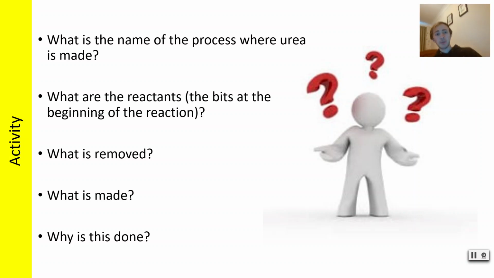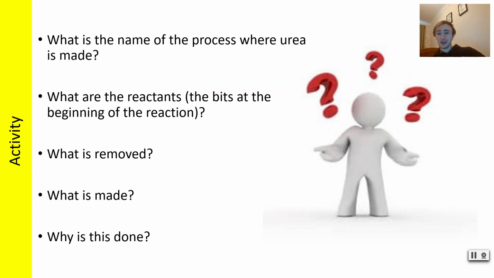Right. The name of the process where urea is made, deamination. The reactants are urea. Yep. I apologise. Amino acids, just amino acids. What's removed from the amino acids is some nitrogen, and what's made is urea. And why is that done? To release an enormous amount of energy. If you've got that, first stage, check. Now I'm going to move on to the second stage.